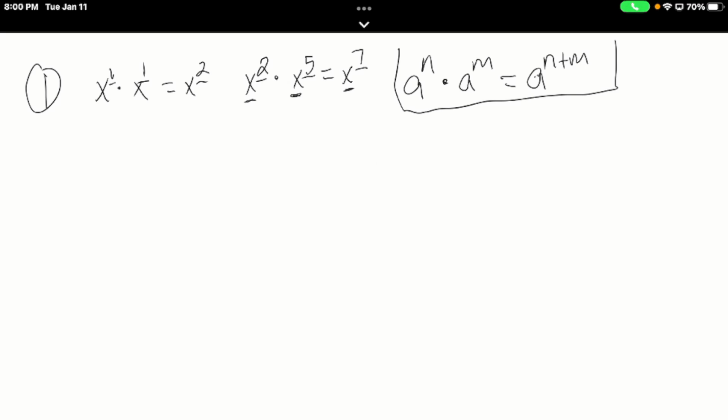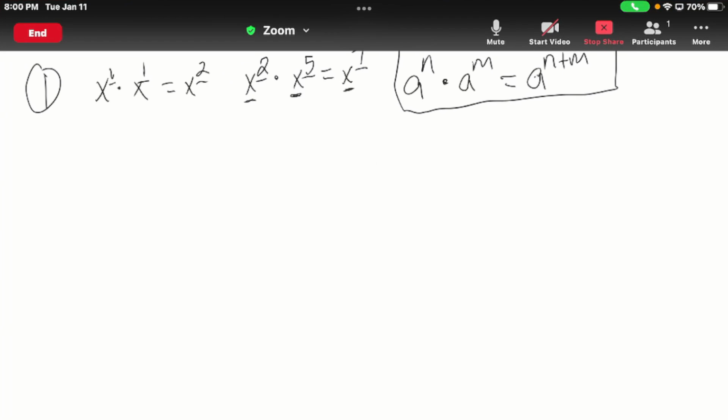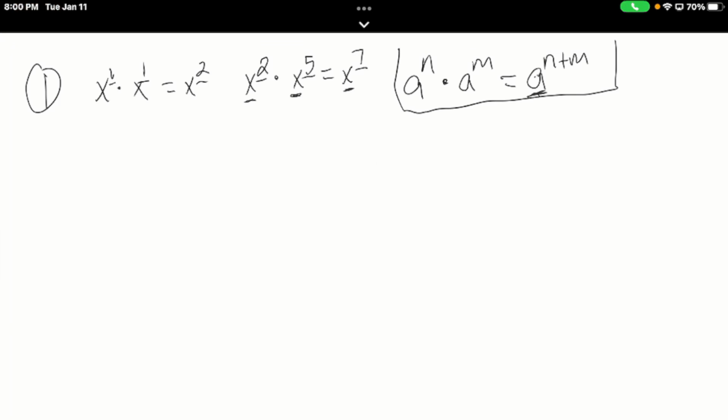You take two things that have the same base, multiply them together, you're going to take those powers and you're going to add them together. Keep in mind, I only have one a here. There's only one a. You're not going to have two a's on the right side because you're combining them. Okay, that's the first one.